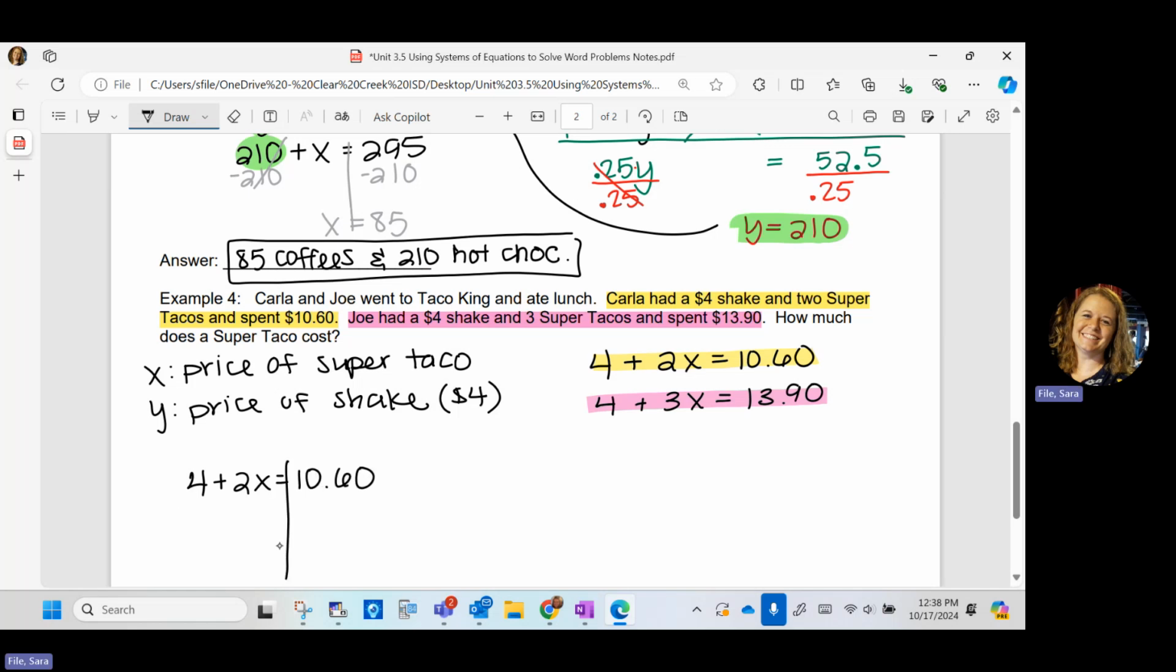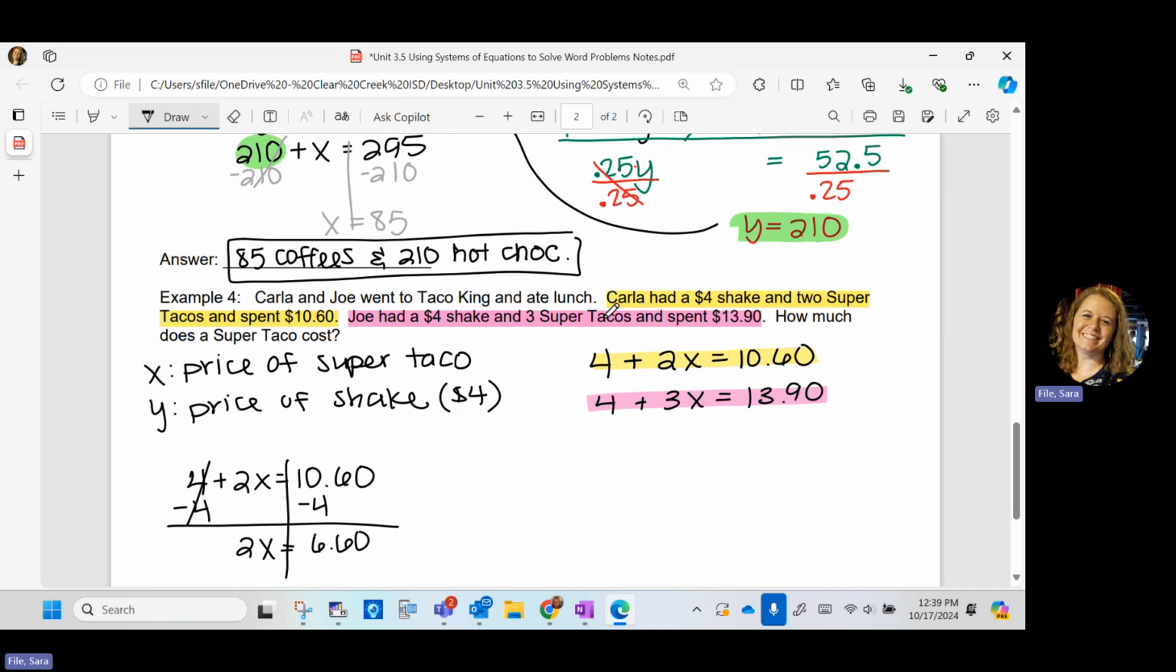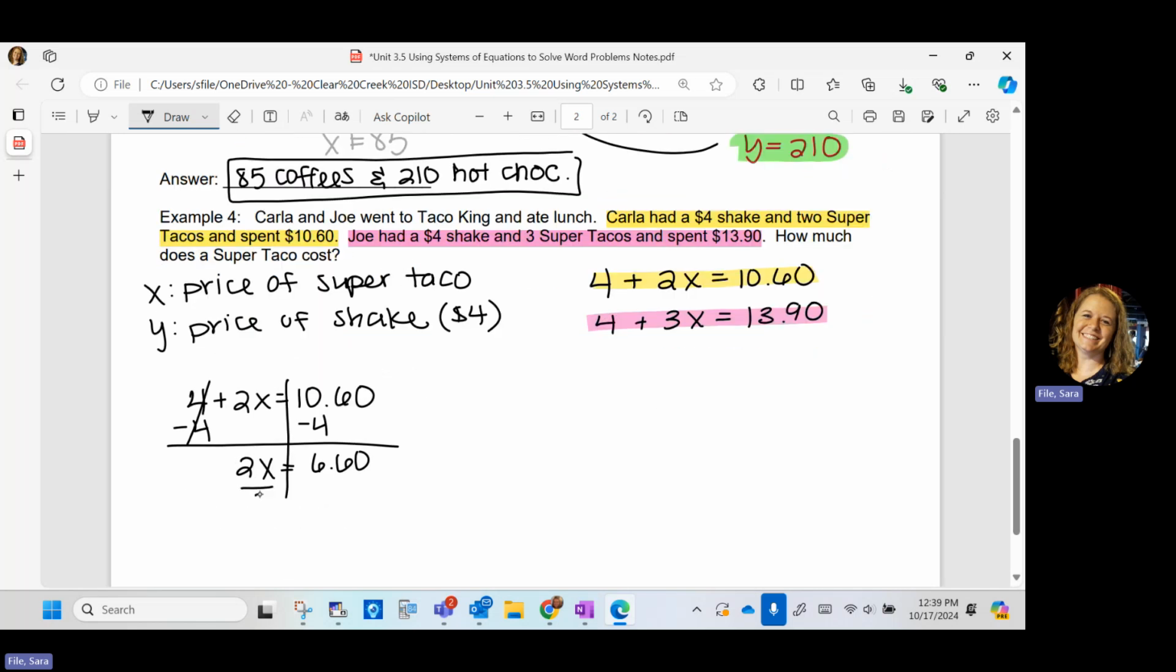If I'm trying to solve this, I would subtract the $4 shake. And that would leave me with $6.60 for the 2 tacos. So then I divide out that 2. So those tacos are $3.30 a piece.